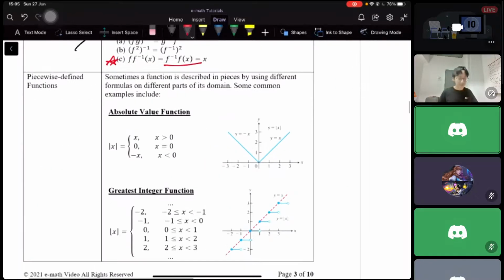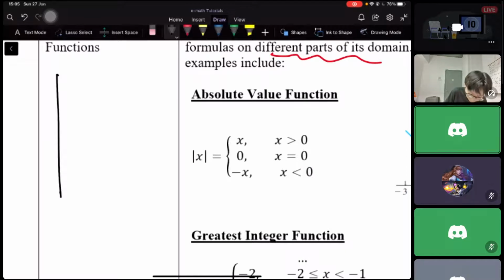Then last thing, finally we have something new, right? Piecewise defined function. We'll go through this. Maybe give me five more minutes. Piecewise defined function basically means it is a function that is defined differently on different parts of the domain. Means what? I give you an example. Let's say this is your age.